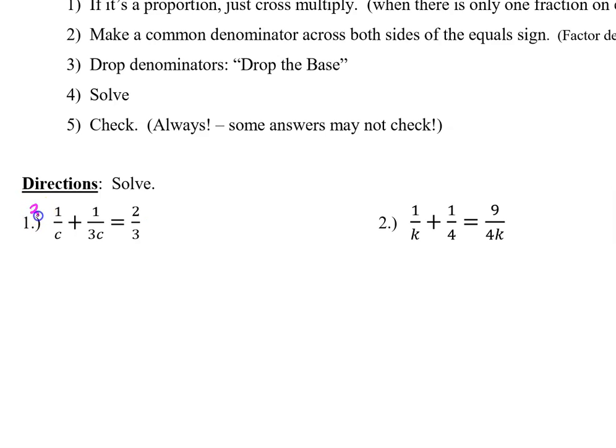So that means this first fraction is going to get a 3. So I'm multiplying by 3. Second fraction's fine. Third fraction needs a c. This is what we get.